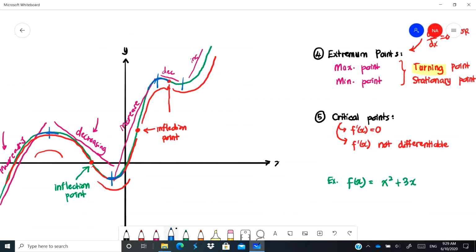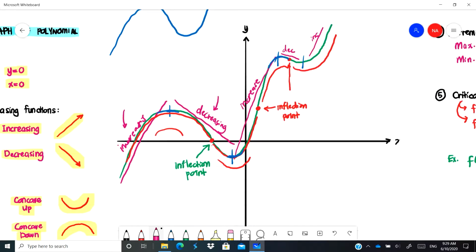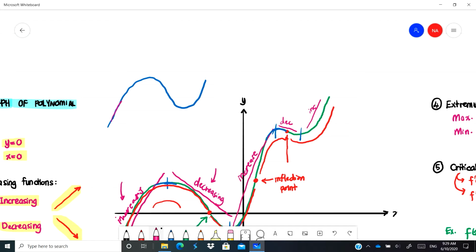All right, so the turning point. Why the turning point? Let's say I'm sketching another graph here. Why do we call this a turning point? Because it is turning from an increasing function to a decreasing function. That one is called a turning point.